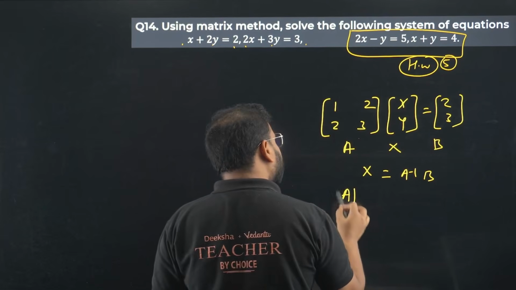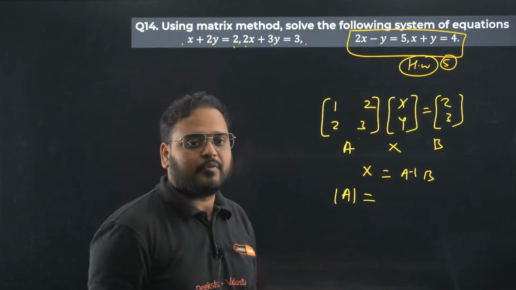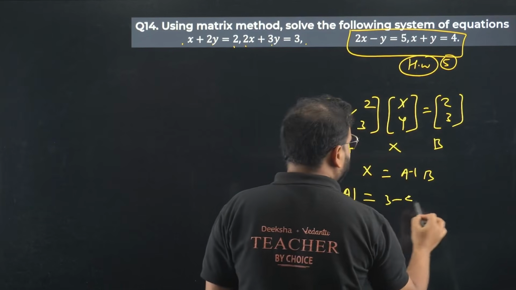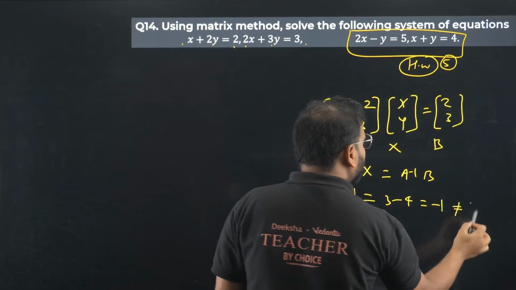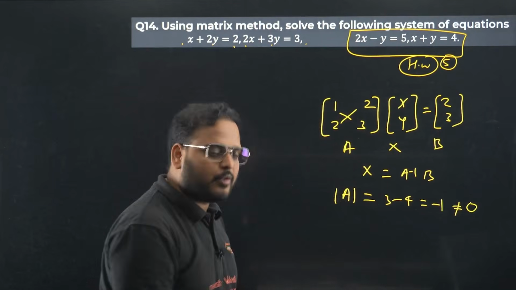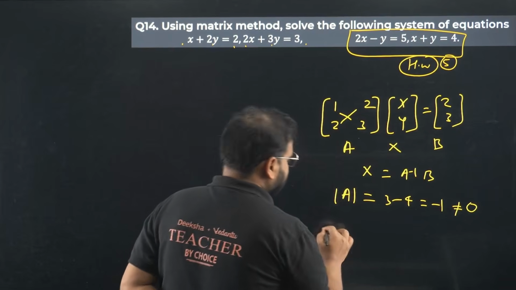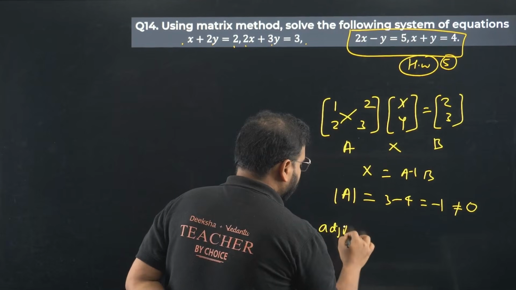First find the determinant of A. Check this out: 3 into 1, minus 2 into 2. So 3 minus 4, how much is that? Minus 1, which is not equal to 0. Not equal to 0 means non-singular, so the inverse exists. How do you find the inverse? We have to find the adjoint of A first.